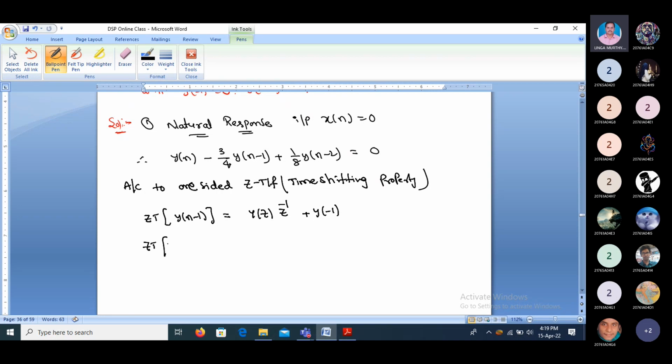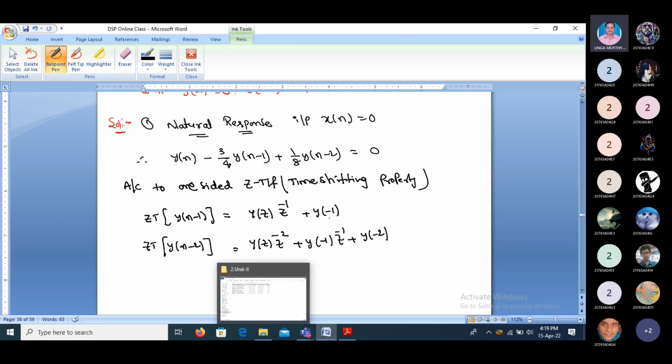Similarly, the Z-transform of y of n minus 2, in general, is equal to Y of z into z power of minus 2. But for the one-sided case, it is equal to Y of z into z power minus 2 plus y of minus 1 into z inverse plus y of minus 2.